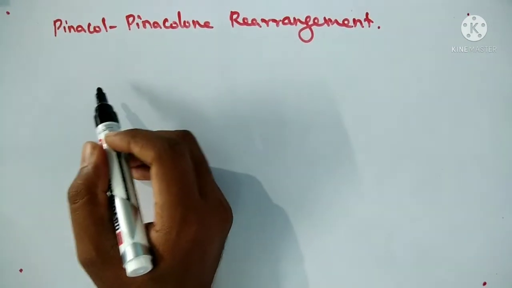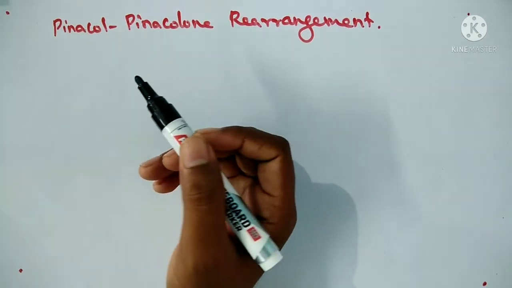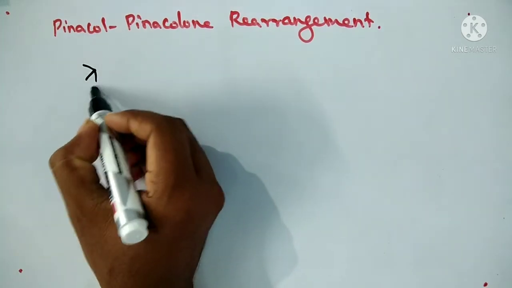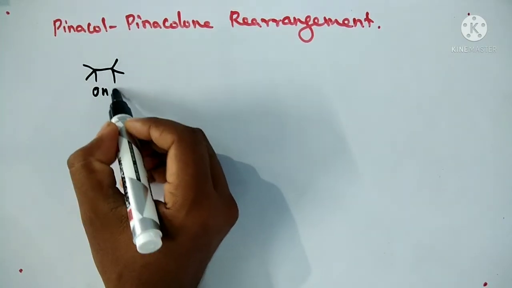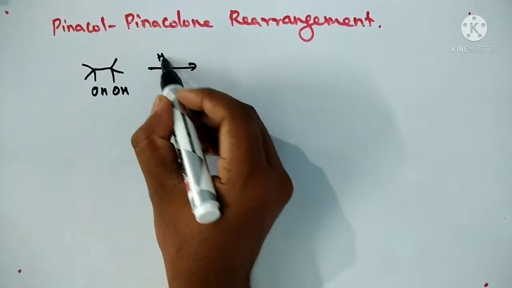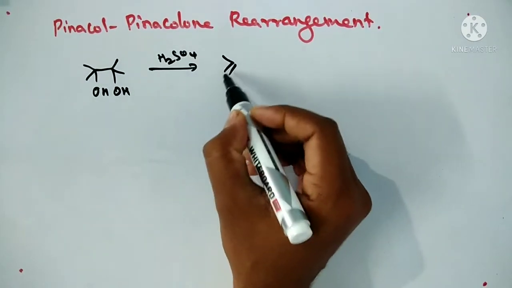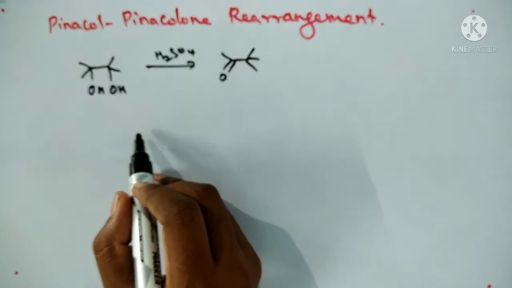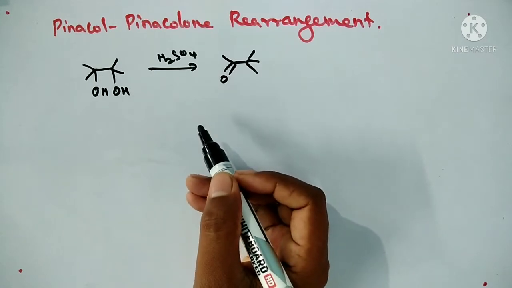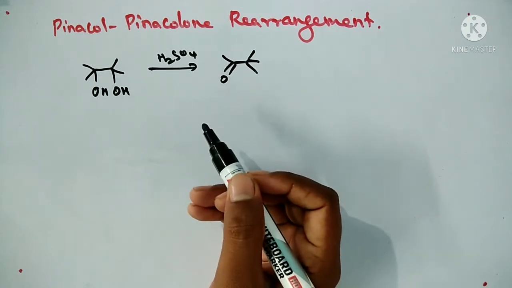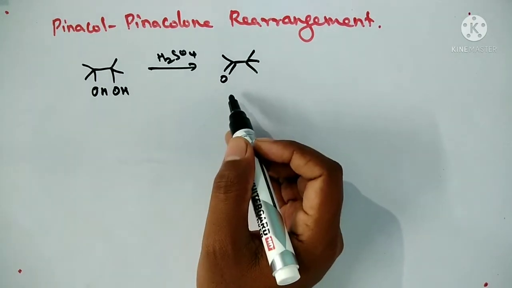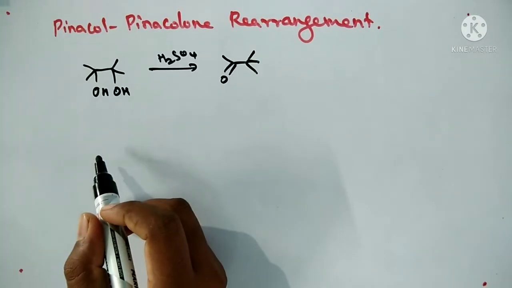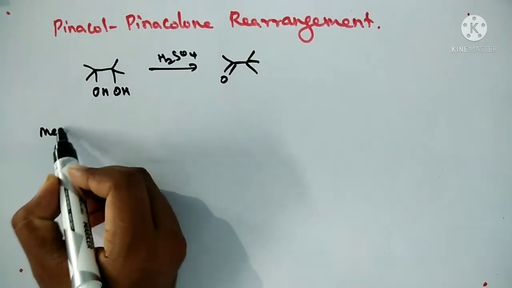Acid catalyzed dehydration of 1,2-diol usually leads to the formation of ketones. For example, if you take a diol in the presence of acid, you will get a ketone. This is also similar to the Wagner-Meerwein rearrangement, only differing in the rearranged ions. The conjugate acid of the ketone is more stable than the carbocation formed in the Wagner-Meerwein rearrangement mechanism.